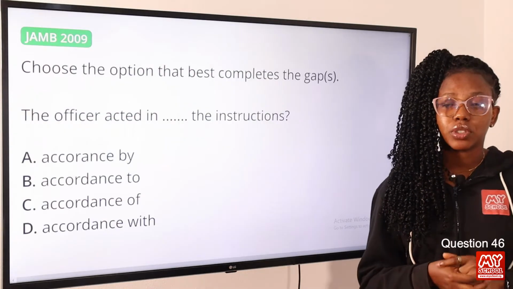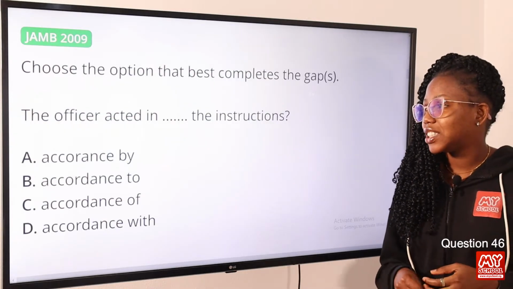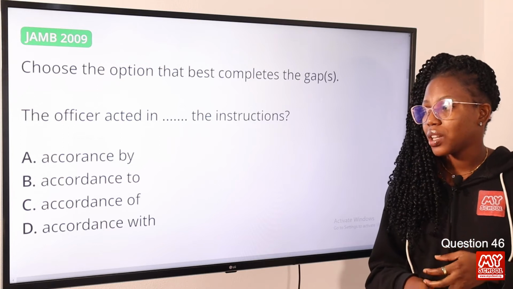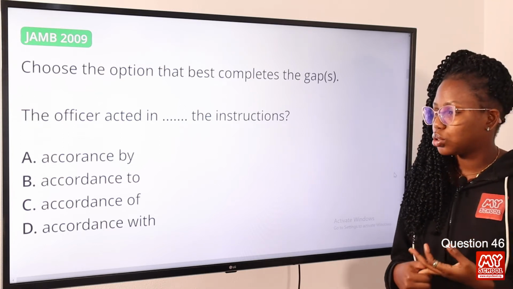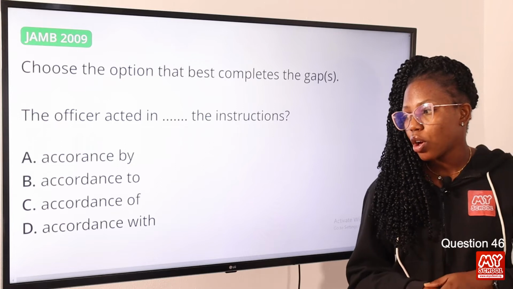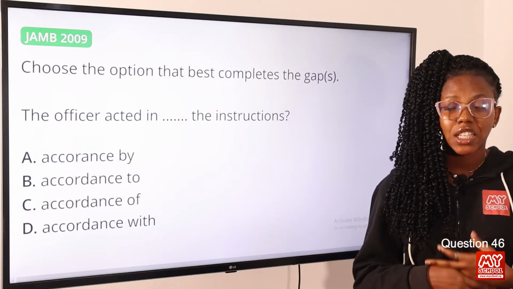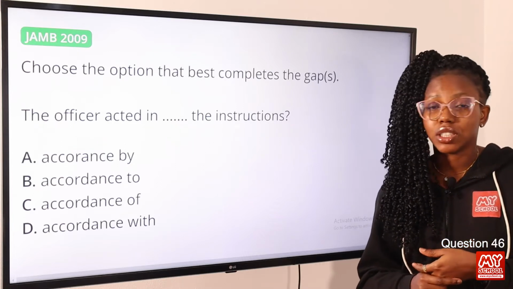Now moving on to question 46. The officer acted in dash the instructions. Option A, accordance by. Option B, accordance to. Option C, accordance of. Option D, accordance with. The answer to this question is option D, accordance with.